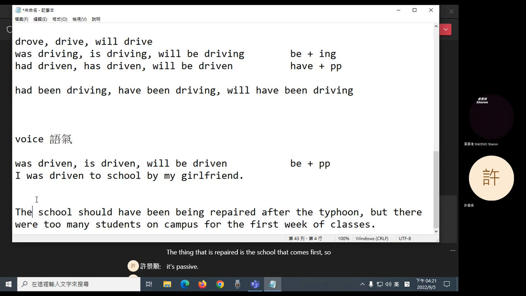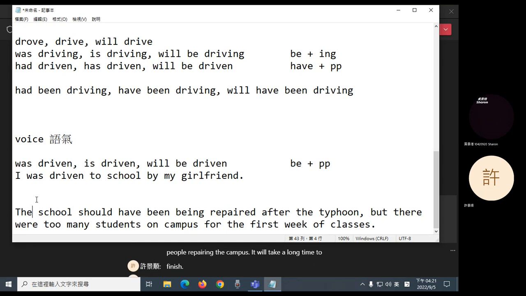And the repairs take a long time to finish. That's why we have the progressive in the middle. It takes a long time, combined with the perfect in order to finish. So the school should have been being repaired after the typhoon means after the typhoon left, it would take a week, 2 weeks, a month, 2 months. And through those 2 months, when you walk around campus, you will still see people repairing the campus. It will take a long time to finish.